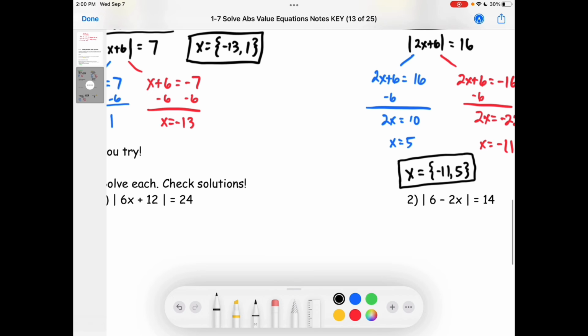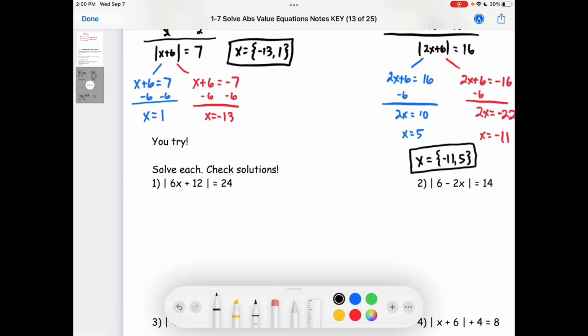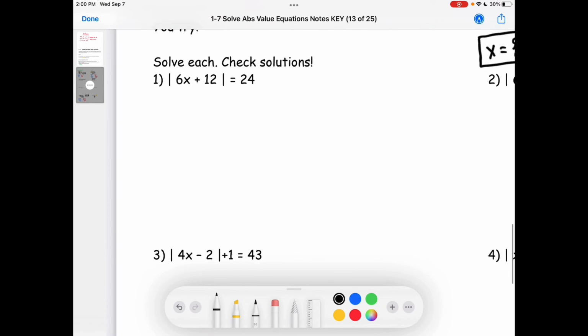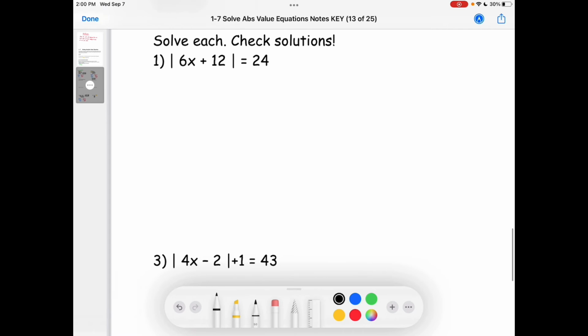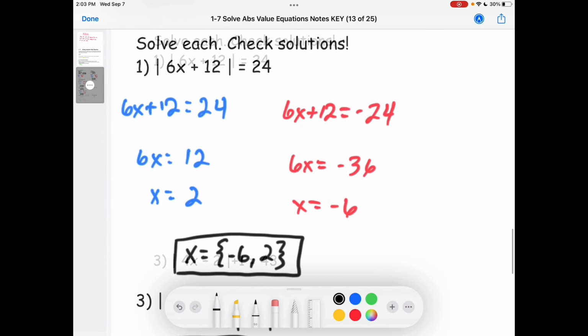What I want you to do right now is take a try at number 1 and number 3 on your own, and we'll compare your answer to my answer here in just a minute. So give number 1 and number 3 a try on your own, and then I'll pull up the answer on here.